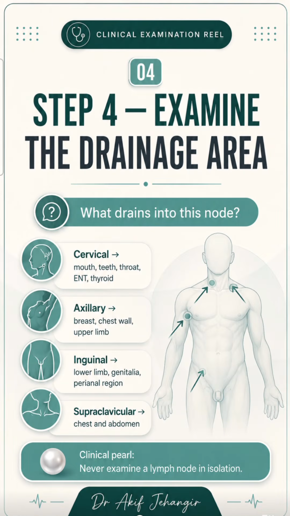After that, examine the drainage area. If the node is cervical, examine the mouth, teeth, throat, ENT region, and thyroid. If it is axillary, examine the breast, chest wall, and upper limb. If it is inguinal, examine the lower limb, genitalia, and perianal region. If it is supraclavicular, think carefully about the chest and abdomen. Never examine a lymph node in isolation.